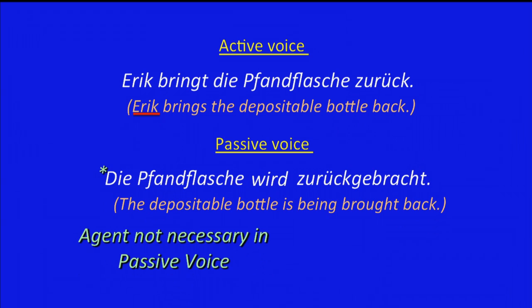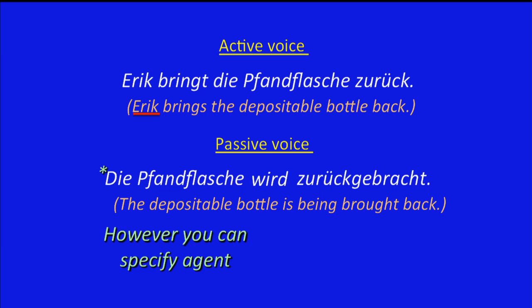But what about if we wanted to put the agent in here? Could we tell who did this if we wanted to, in the English sentence or the German sentence? Yeah, in the English sentence, you would add by Erik at the end. Right, so you can specify an agent. The deposit bottle is being brought back by Erik, and that way we know who did it. But that's not necessary. You don't have to have it in there, but if you want to, you could. Now, how would we do that in German? After wird, you would add von Erik. Yeah, so we've got von Erik, and that basically means the same thing, by Erik.